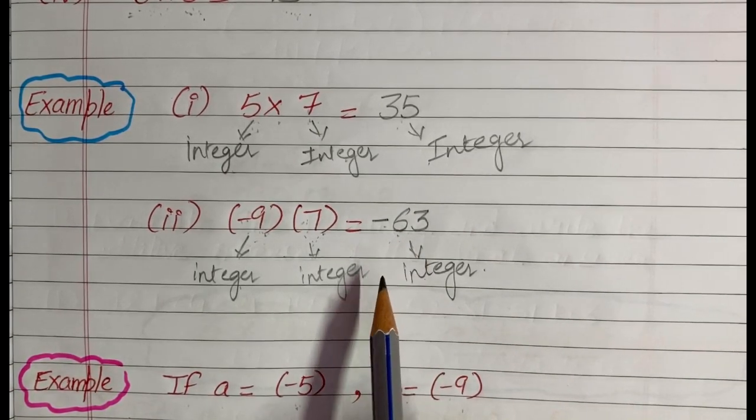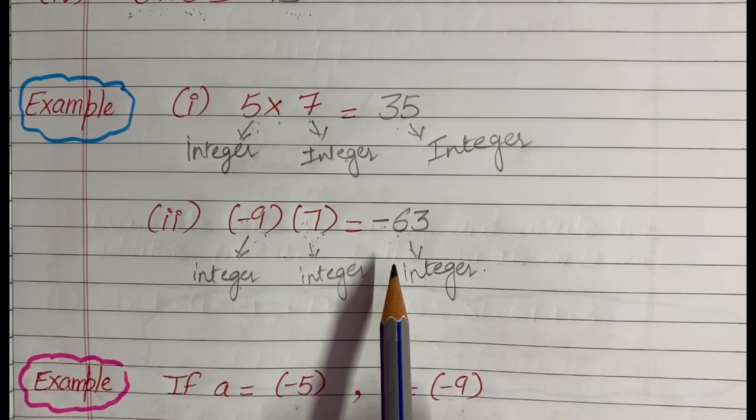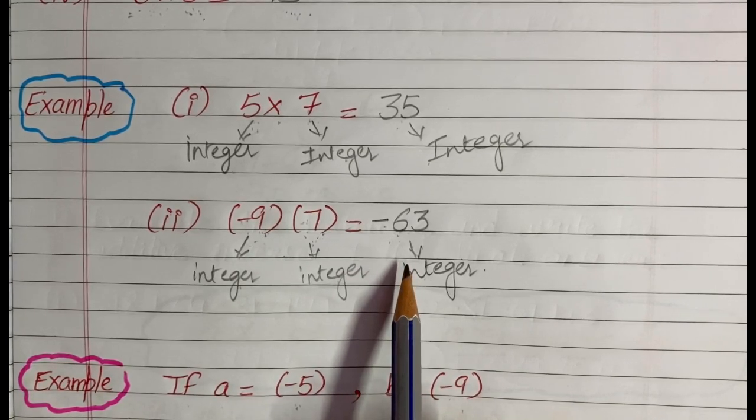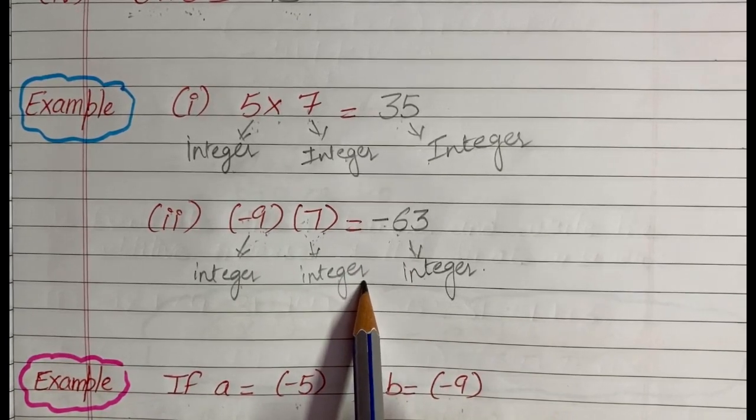So from here, what we have learned? We have learned that on multiplying any two integers, our answer will also be an integer. Hopefully this is clear to you.